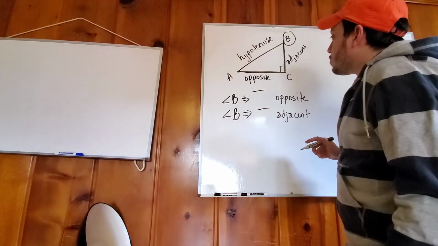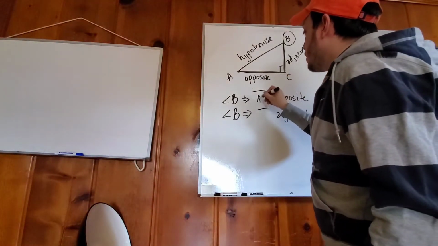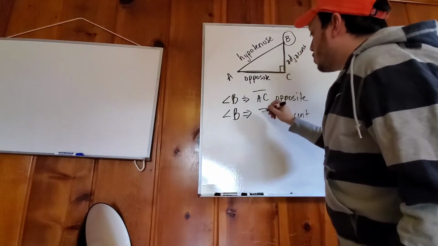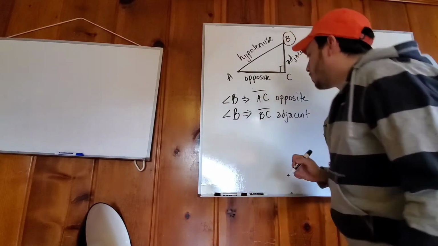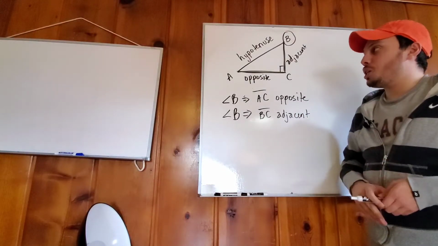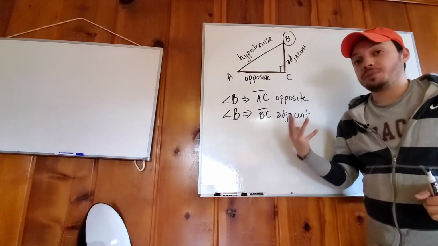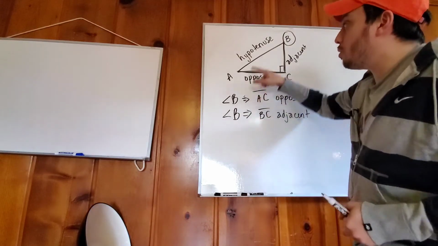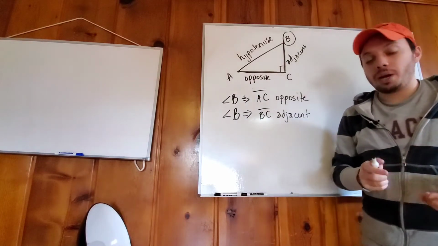So the opposite is going to be AC. The adjacent is going to be BC. Right? That's what you need to know. Opposite and adjacent according to a specific angle. Now, pay attention though. The hypotenuse will always remain the hypotenuse, and that's it.